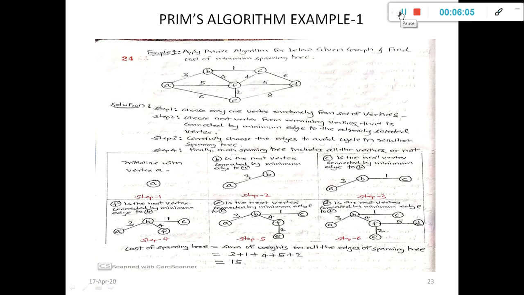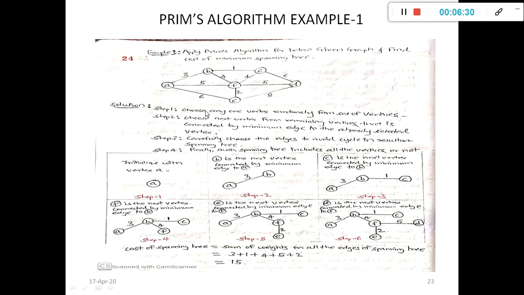Let's solve one example using Prim's algorithm. Say that you are given a weighted connected graph with the vertices A, B, C, D, E and F, and the connected edges between all these vertices. Then, to find the minimum cost spanning tree, apply the following steps.